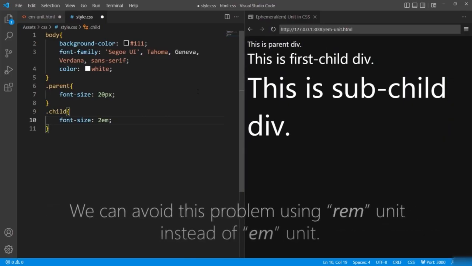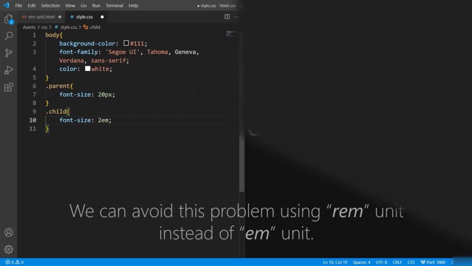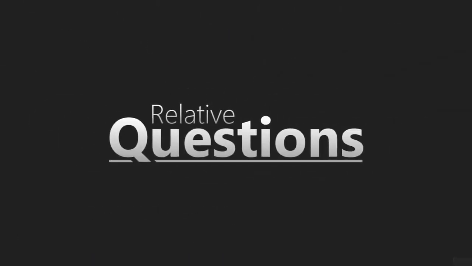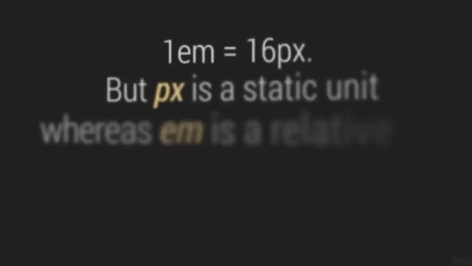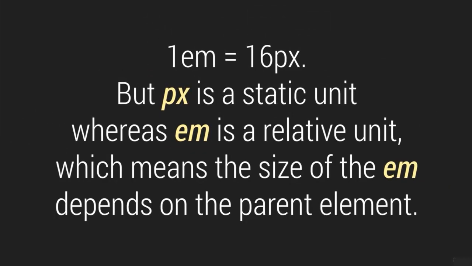This is where the rem unit comes in handy, and that we will learn in the next lecture, continuing with this example. Now let's talk about relative questions. So what is 1em equals to in pixels? Generally 1em always equals 16 pixels, but pixel is a static unit whereas em is a relative unit, which means the size of the em depends on the parent element as well.